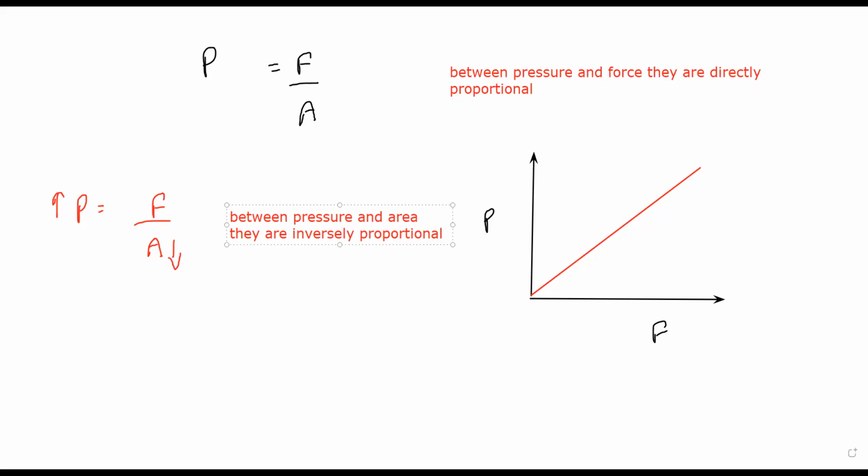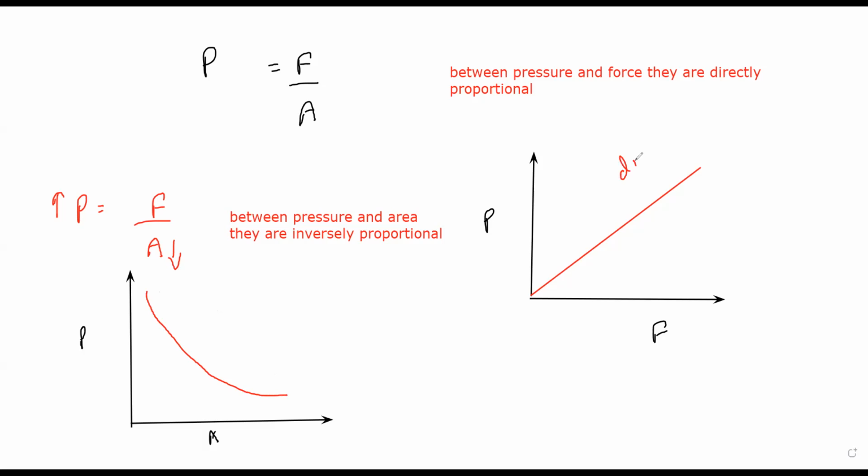So if they are inversely proportional, what is the graph for inversely proportional quantities? It is a curve. It will always be a curve in which one of the quantities is increasing, the other will decrease, but it will be a curve, not a straight line.